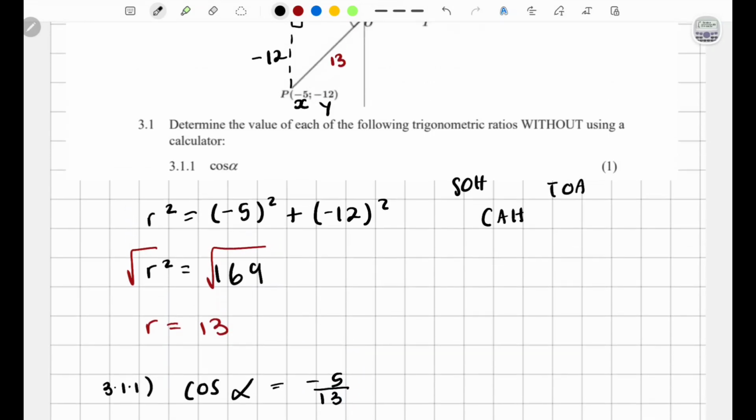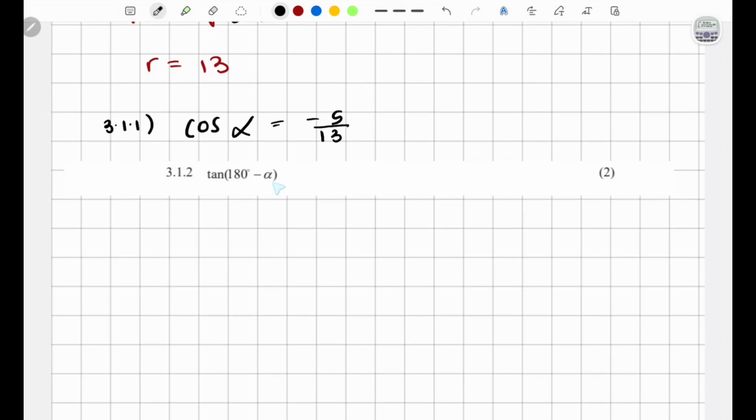Okay, moving on to the next question. So then we have tan of 180 minus alpha. Grade 12s, don't get scared when you see this. This is a reduction. Just remember your reduction diagram. Remember where 180 minus theta lies. That lies here in the second quadrant. And what is positive in the second quadrant?